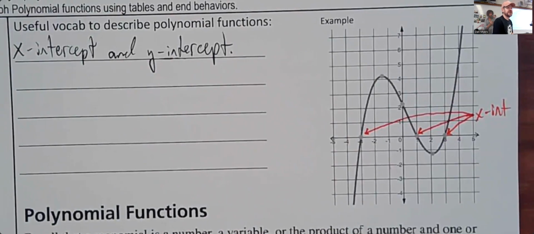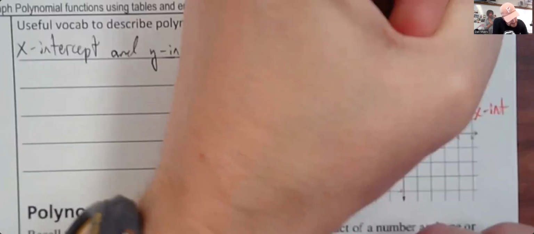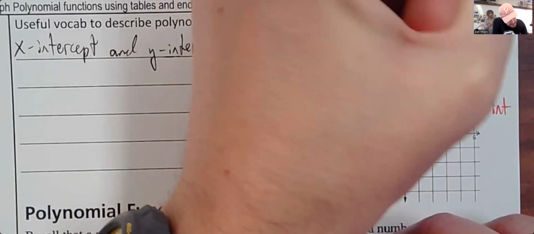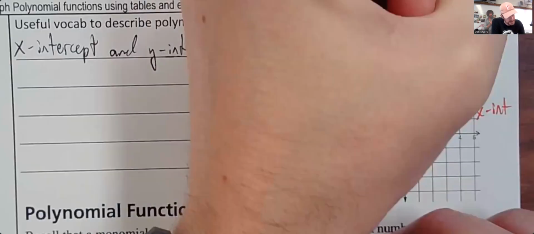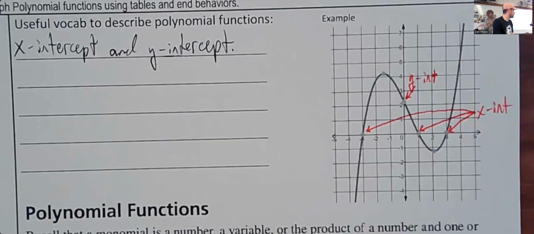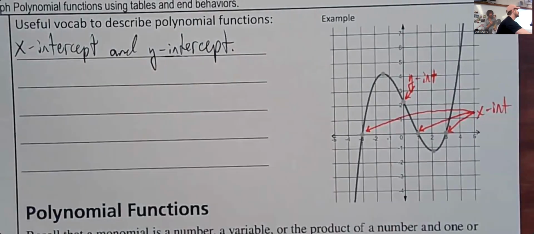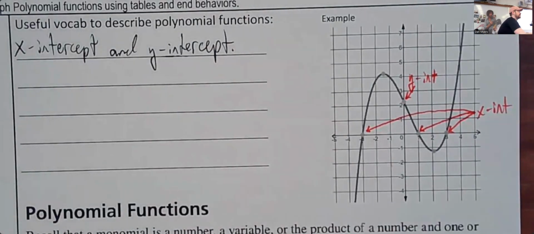Now, if it's a function, there will be only one y-intercept. As long as you have a function, there can only be one y-intercept. There can be multiple x-intercepts like we see here, but there's only going to ever be one y-intercept, which is this one right here, wherever it crosses the y-axis. So far, we haven't looked at anything new. Everything that we've seen here, we've seen before. The shape of the graph is certainly new, certainly different.